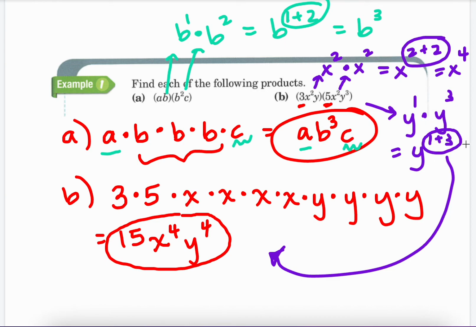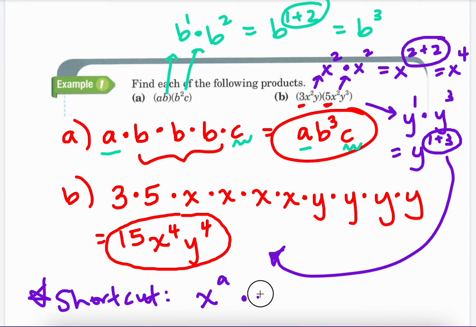Okay, so let's make sure you write something in your notes. That the shortcut for, let's say, x to the a power times x to the b power is that you're just adding whatever those two numbers are together from your powers, and you're keeping the variable. So a and b here are just representing whatever power you have that's in that problem. You're adding them together. That's the shortcut.